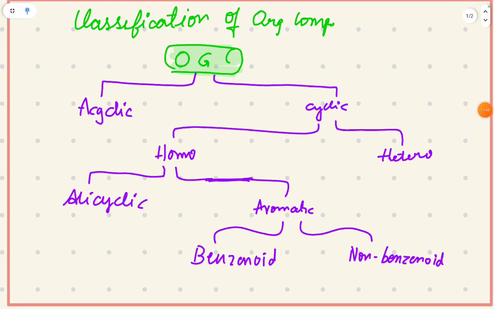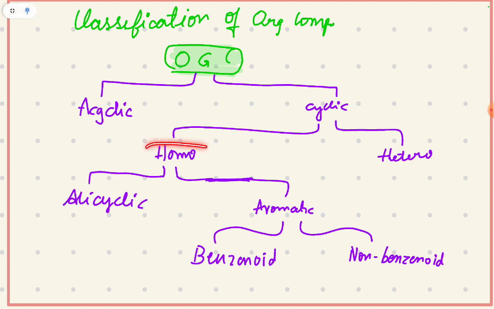So what are the different types of classification we'll be studying now? See, OGC is nothing but organic compounds. Organic compounds are mainly classified based on structure. So this is your structural classification, where it's classified into acyclic and cyclic. Cyclic means a closed structure, while acyclic is an open structure. Here there are open ends, here there are no open ends.